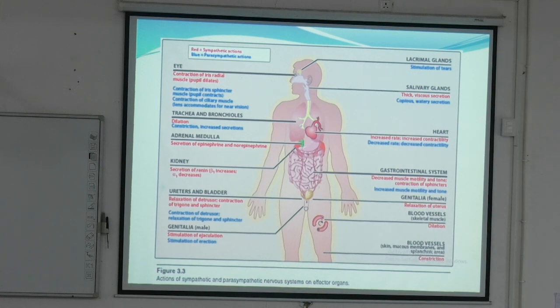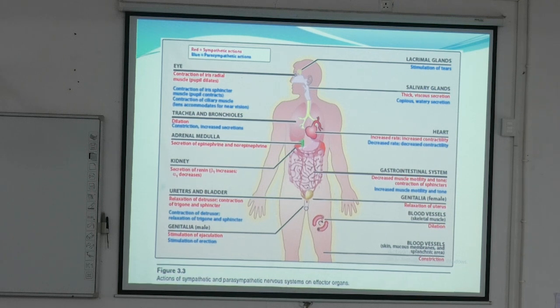In the case of the heart, it is just opposite. The cholinergic system always decreases the heart. So when we excite the cholinergic system, the parasympathetic system, the heart rate will be decreased. When we excite the sympathetic system, the heart rate will increase. Because the sympathetic system is the flight and fright system, you already know.